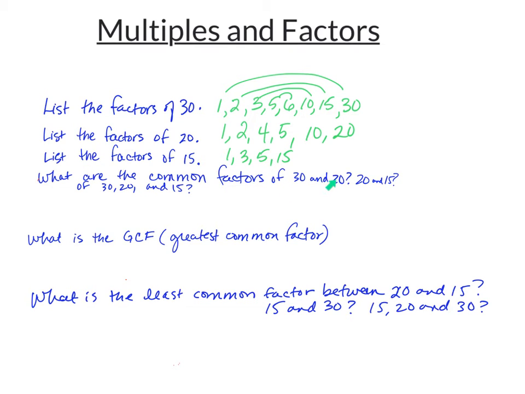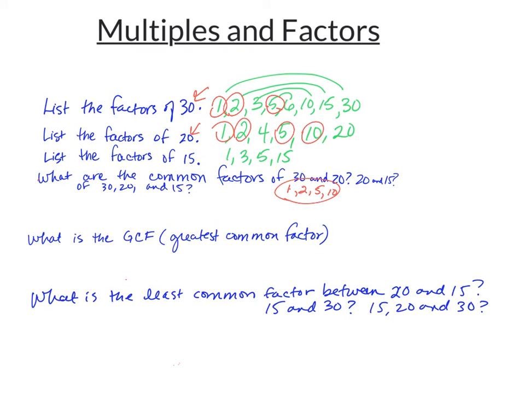of 30 and 20 are. The common factors of 30 and 20, if I look at 30 and I look at 20, which factors are the same? 1, 2, not 4, 5, 10, and I think I've got them all. So the common factors of 30 and 20 are 1, 2, 5, and 10. That's the language that we use.